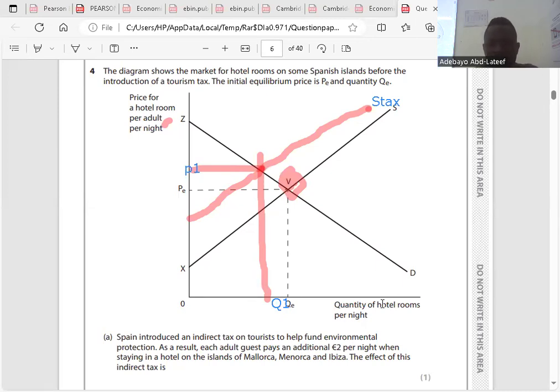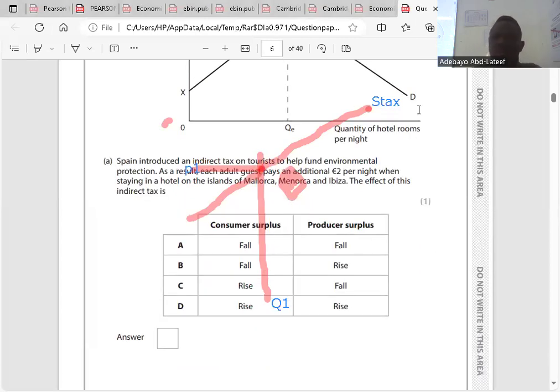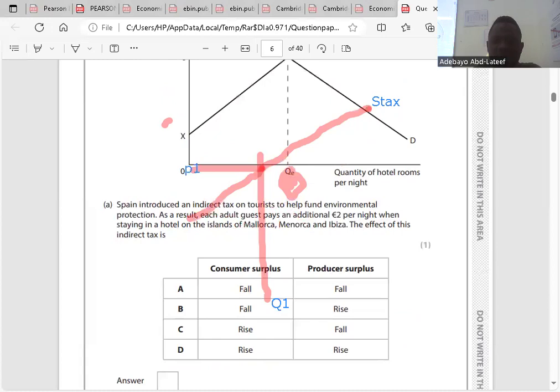So as a result of this, what happens to consumer surplus? Based on this situation, both consumer surplus and producer surplus would fall. Consumer surplus will fall because consumers will have to pay more than what they used to pay. Producer surplus will fall because producers will not be able to make what they used to make as a result of an indirect tax. So the burden of tax will be shifted to both consumers and producers. So the answer is A.